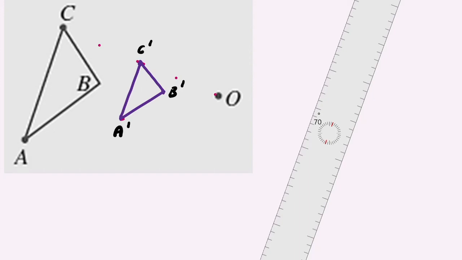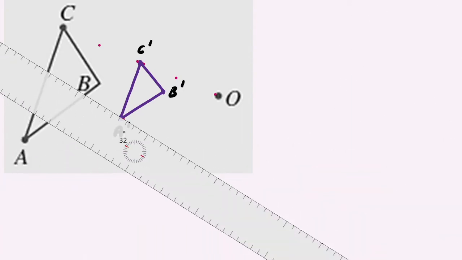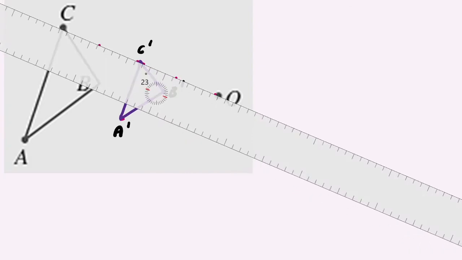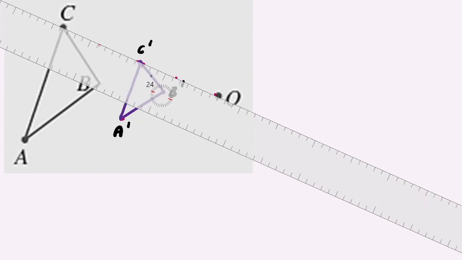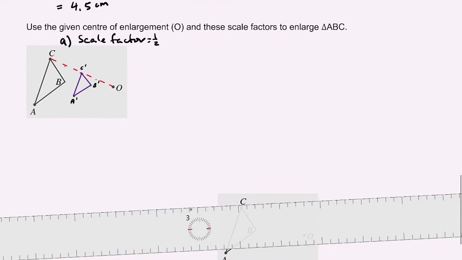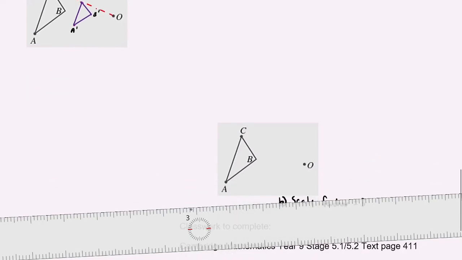Okay, so that's going smaller, and all we're doing there is I'm taking these two dots and essentially just measuring along this red line. And doing that for all three sides. Okay, let's zoom back in and let's have a look at our next one.